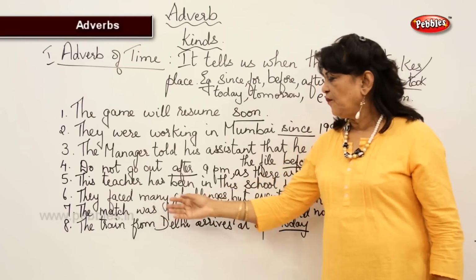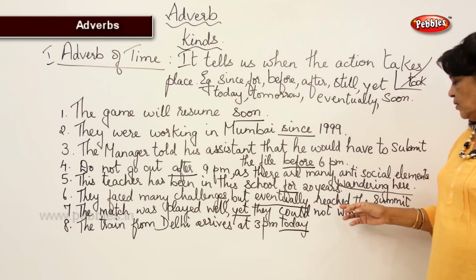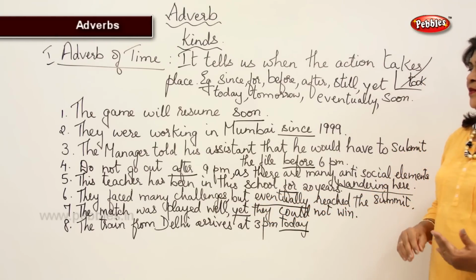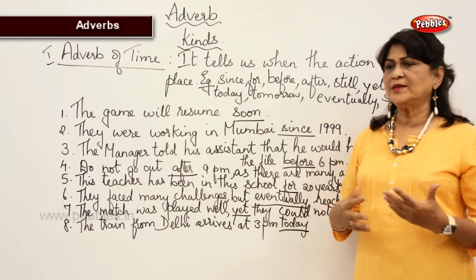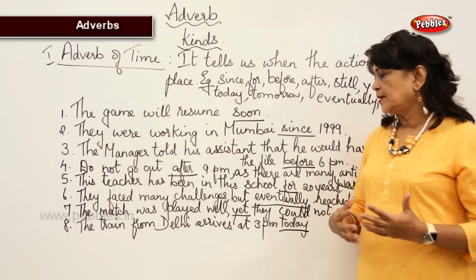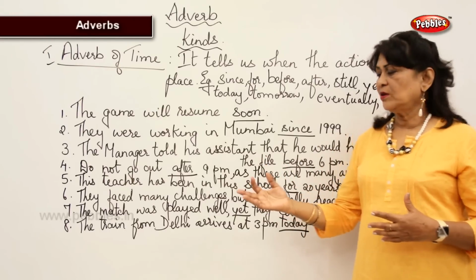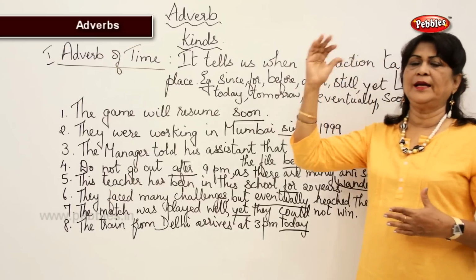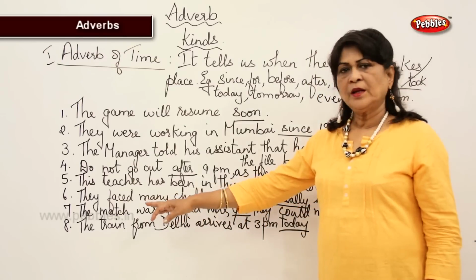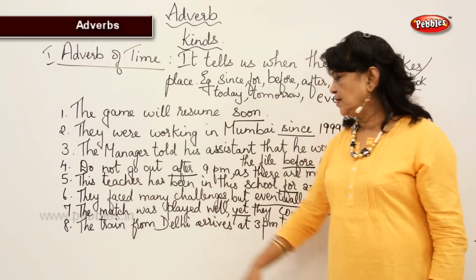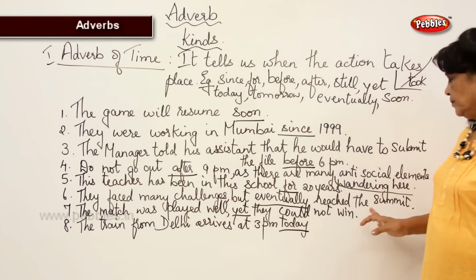Next one, they faced many challenges but eventually reached the summit. Okay, they faced a lot of problems, hindrances, obstacles, but still eventually they could reach the summit, that is the height or success. So, which is the verb here? Faced is the verb, eventually is the adverb.